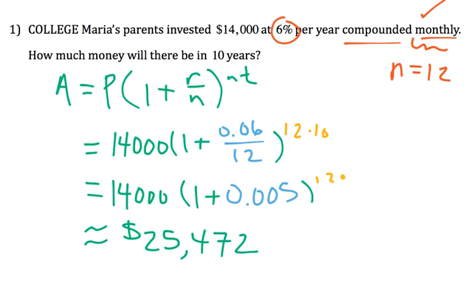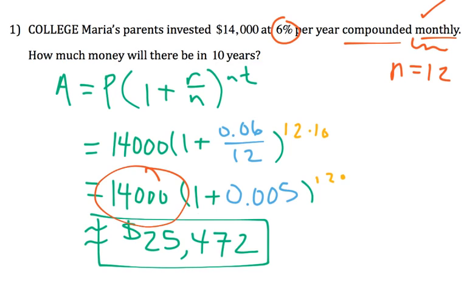When I punch that in, I got $25,472. And so you're looking at basically doubling this money with this sort of interest rate over 120 periods spread out over 10 years.